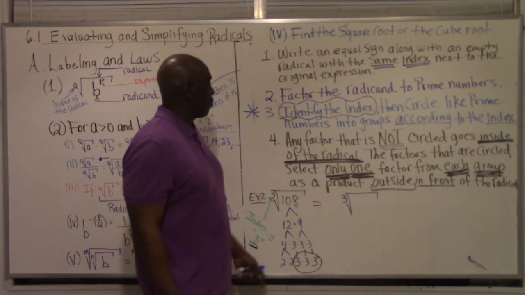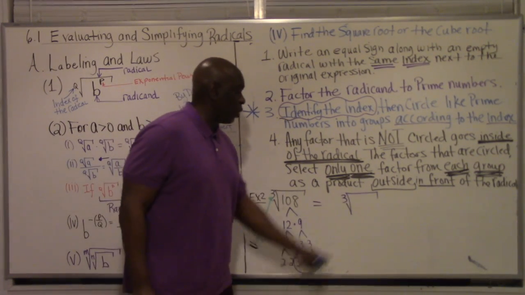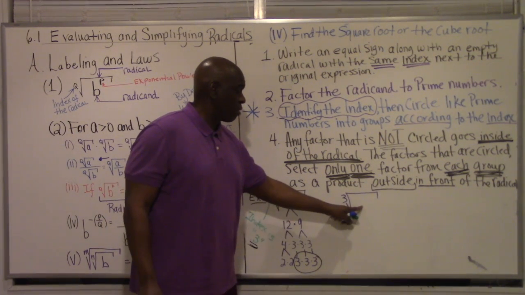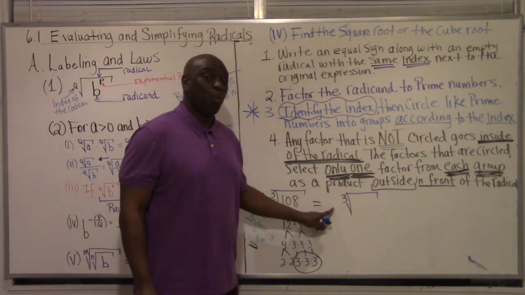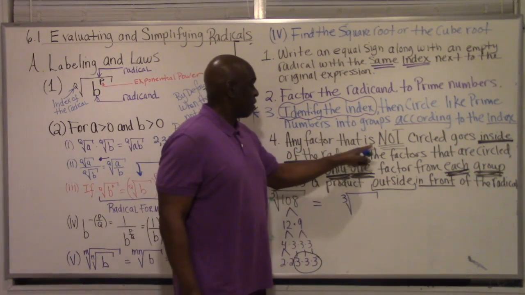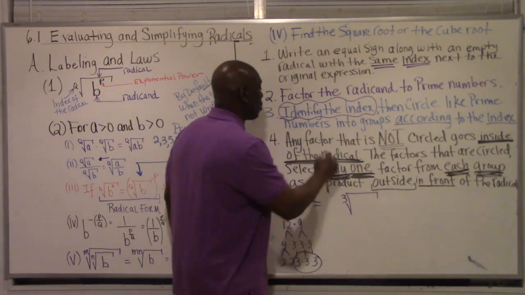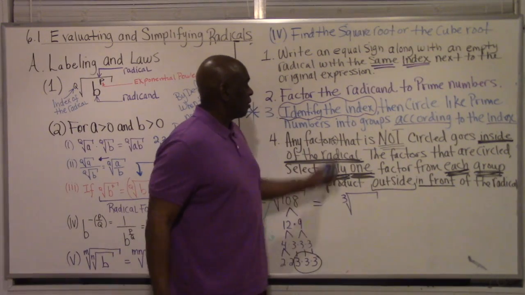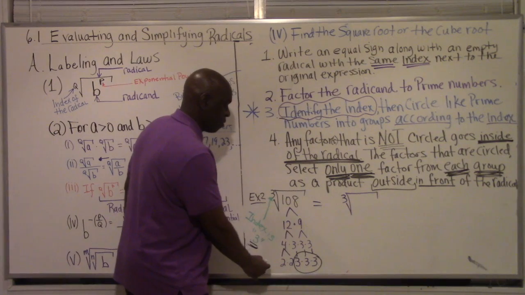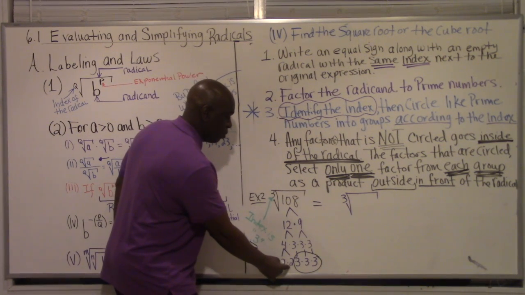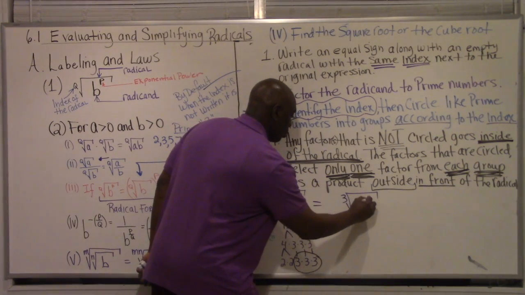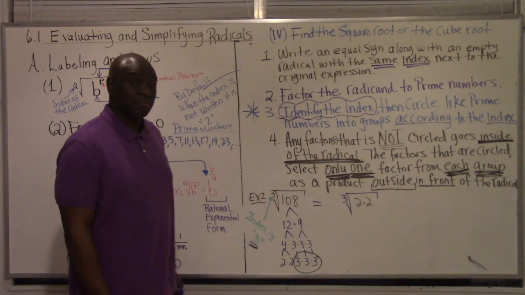Now, we're done. Step 4. Let's see what goes in the house and what stays in the front yard. What did not get circled goes in the house. Any factor or factors that is not circled goes inside. What did not get circled here? 2 times 2 did not get circled. So 2 times 2 goes back inside. One circle.